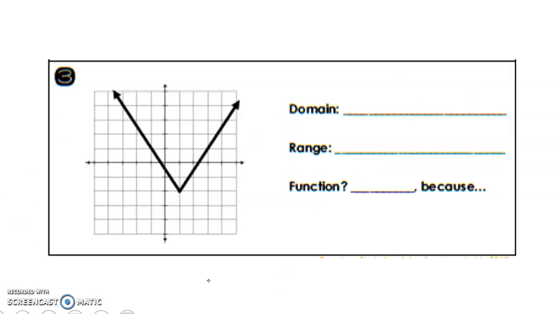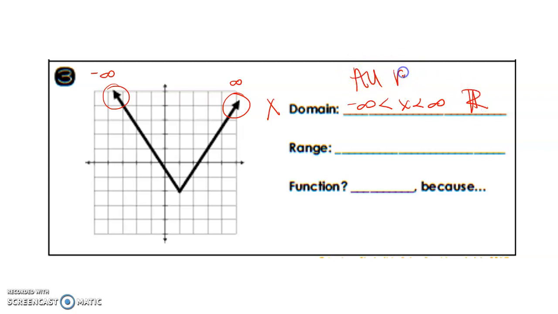All right, number 3. Again, let's start with domain, all my x values. So again, what's my leftmost point? The furthest left I go is here. What's my rightmost point? The furthest right I go is here. Again, what am I dealing with those arrows? Negative infinity to the left, positive infinity to the right. So I'm going to have negative infinity is less than x is less than infinity, because again, we cannot be equal to infinity. All real numbers. Okay. Now I'm going to do my range.